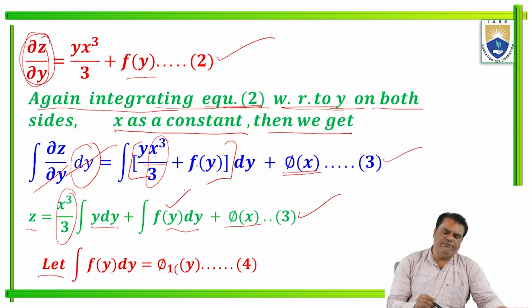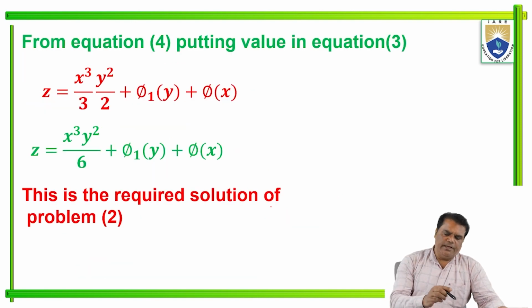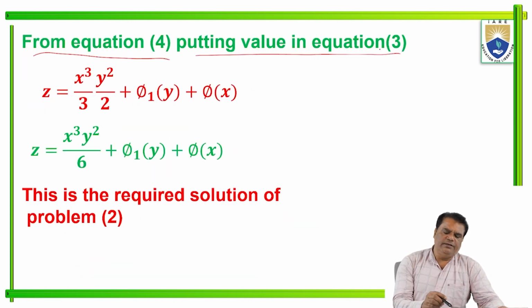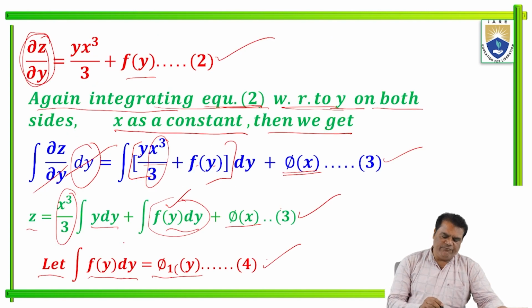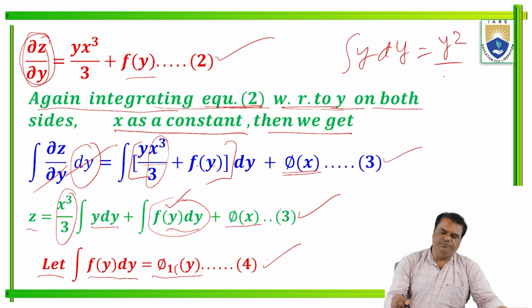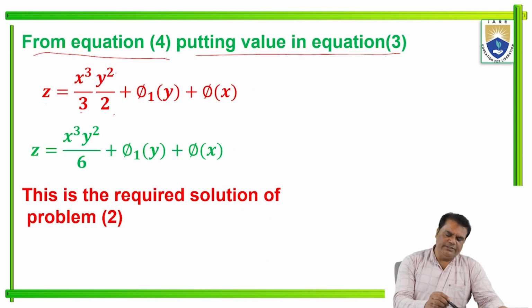Let this function f(y) be an unknown function. So the integration of f(y) dy, considering it as some function, is φ₁(y). This is equation 4. This value is put in 3. Then from equation 4, putting in equation 3, we get z equals x³/3 times y²/2. y²/2 means here the integration of y dy. Integration of y dy means y²/2. So putting this value here, we get y²/2 plus φ₁(y).